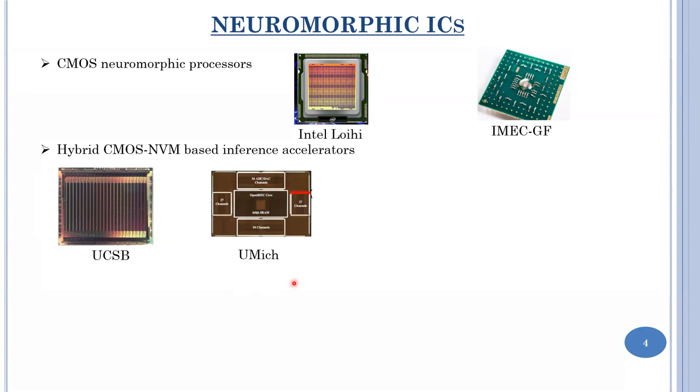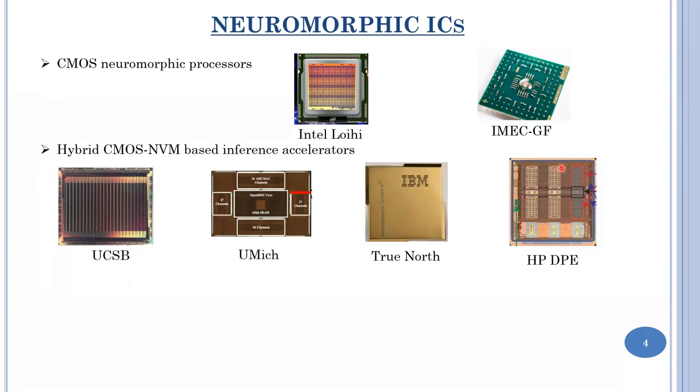Then IBM's TrueNorth was the first neuromorphic chip, coming out of a phase change memory device. And then we also have the HP dot product engine, which is present in HP Labs. They have crossbars of non-volatile memory, such as RRAMs, and peripheral circuitries which are entirely CMOS. With this, they were able to publish around 20 to 25 Nature Communications papers.